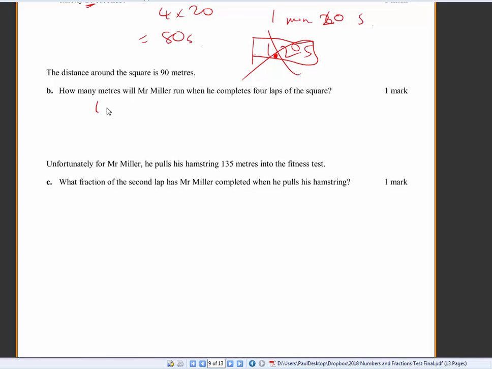Alright, the distance around the square is 90 meters. How far will I run? So 5 lots of 90 meters is 360 meters.